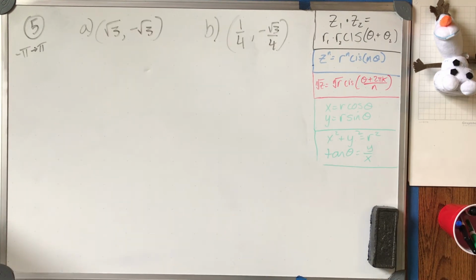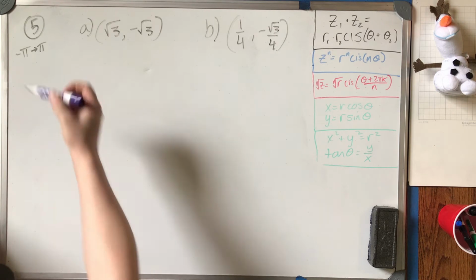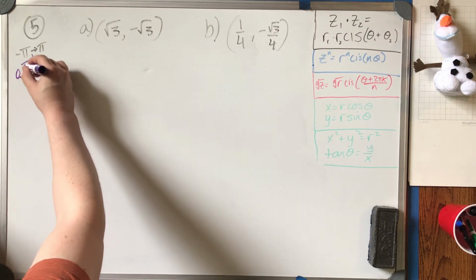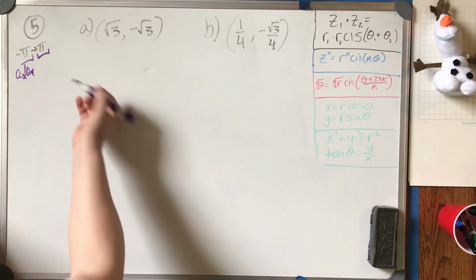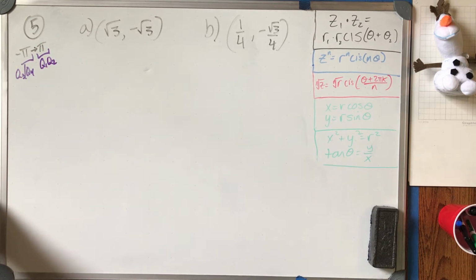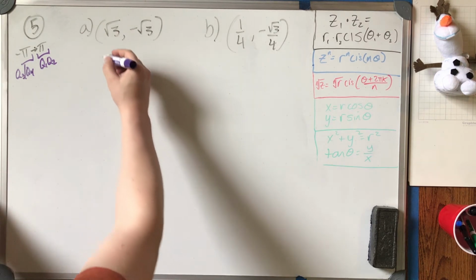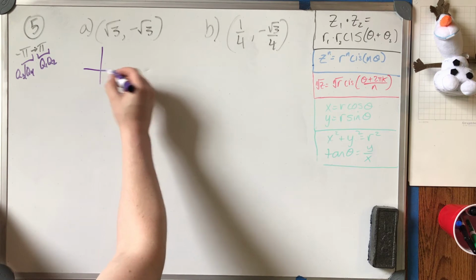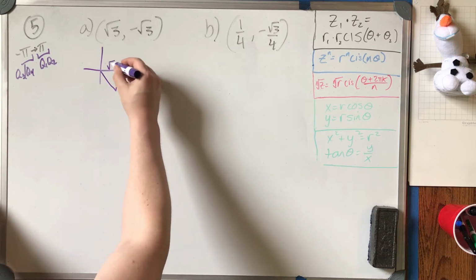Number 5 is the same as 4, except we have a new interval, and I'll just remind you that basically we use negative angles if we're in quadrants 3 and 4, and if we are in quadrants 1 and 2, we'll just use positive angles. So that's really all that means for us. So I'm going to graph this right here. So that's going to be positive, negative, so we're down here in quadrant 4.